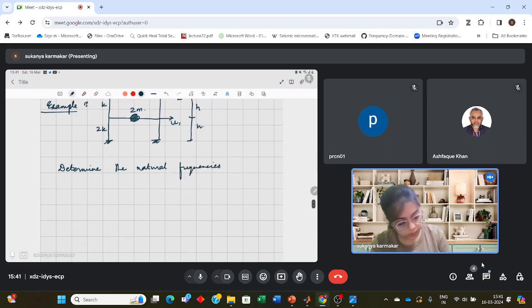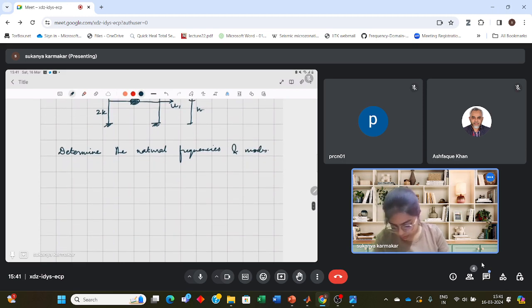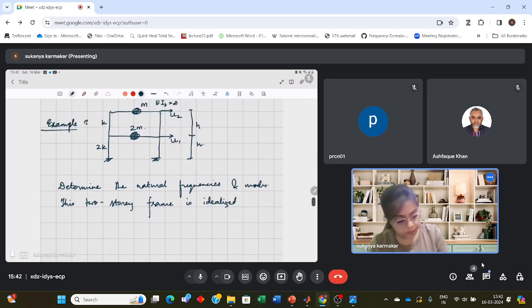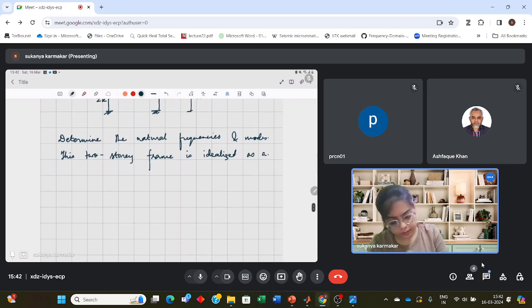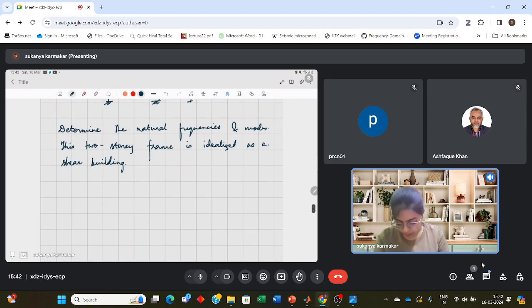Determine the natural frequencies and modes. This two-story frame is idealized as a shear building. And also I'll teach how you mass normalize mode shapes.